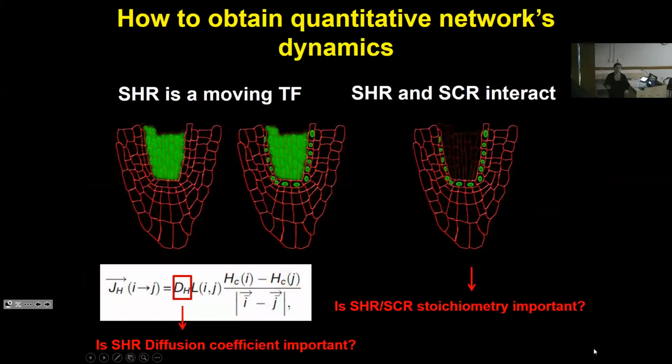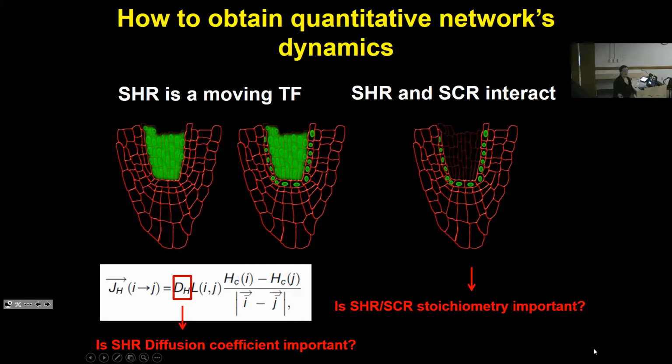But what we know is that this is not just specific to this transcription factor. We now have a plethora of data showing that about 20-30% of transcription factors are actually moving transcription factors. So they move from where they are produced to the adjacent cell layer. This transcription factor is produced in the vasculature of the root, and it moves to the adjacent cell layer where it activates the downstream target scarecrow. And then we know that short root and scarecrow interact together to regulate this asymmetric cell division of the ground tissue.